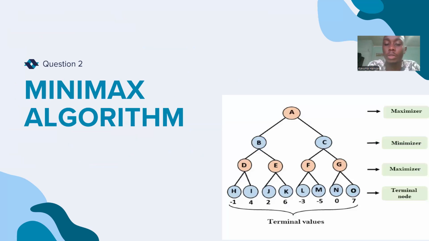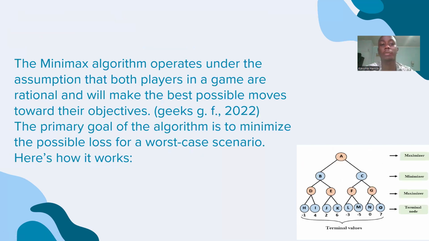This takes us to the minimax algorithm. In the minimax algorithm, there's always a maximizer and a minimizer at both stages. As one maximizes, another is minimizing. The minimax algorithm operates under the assumption that both players in a game are rational and will make the best possible moves toward their objectives.